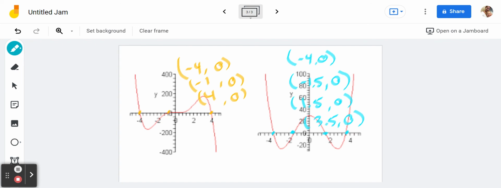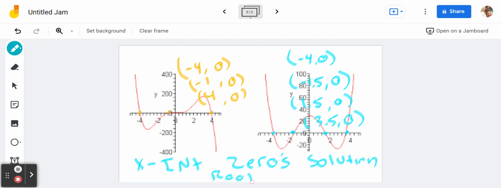Zeros is another way to say x-intercept. X-intercepts, so they're called x-intercepts, right? We sometimes call them zeros. We sometimes call them solutions. And we sometimes call them roots. All 4 of those names are what x-intercepts are, and you're going to see them all 4 ways.